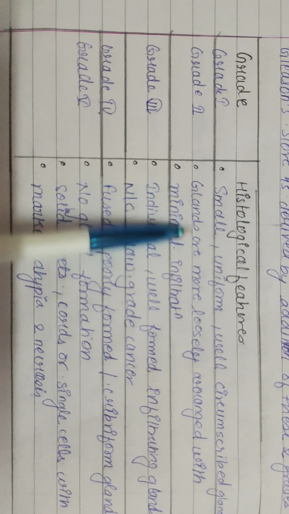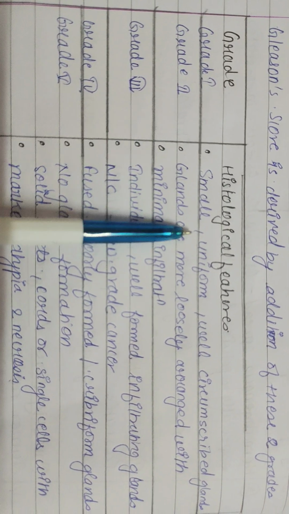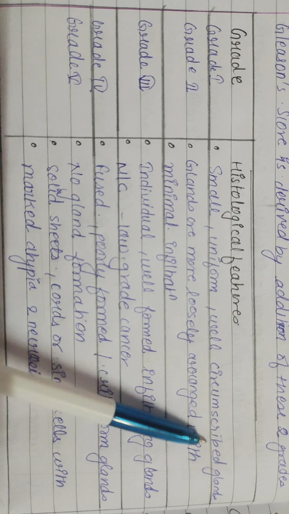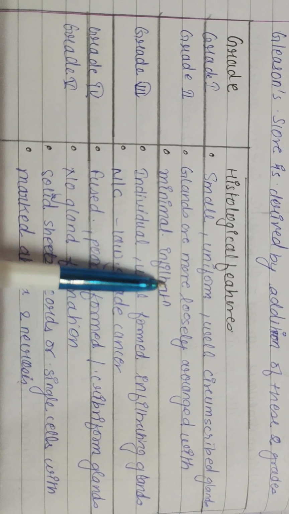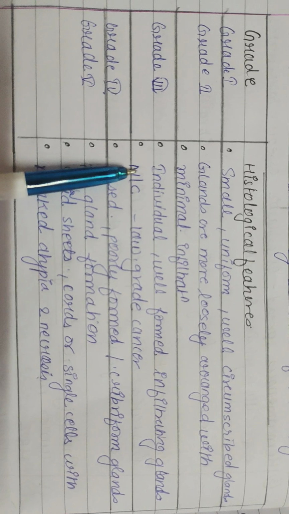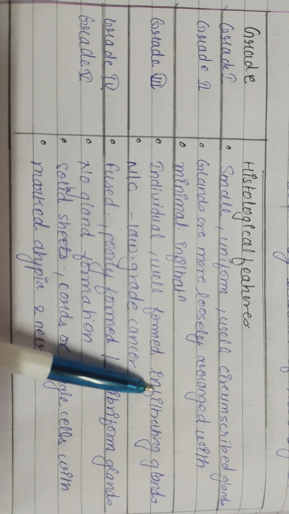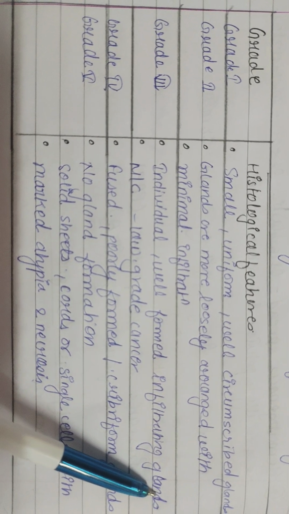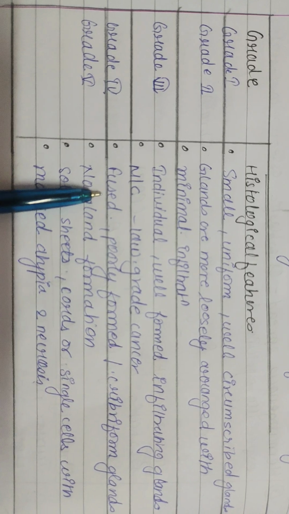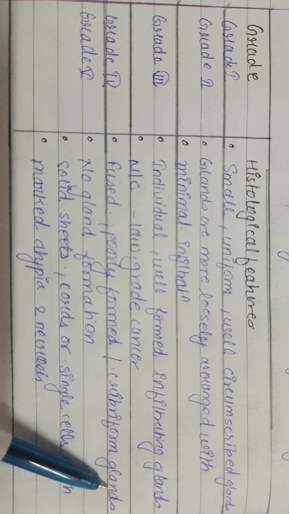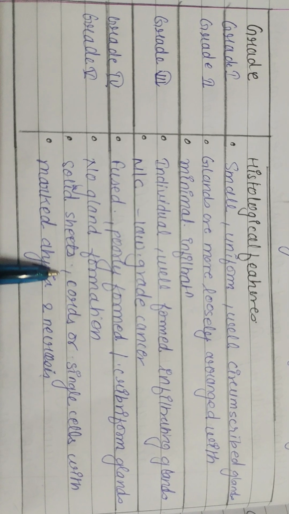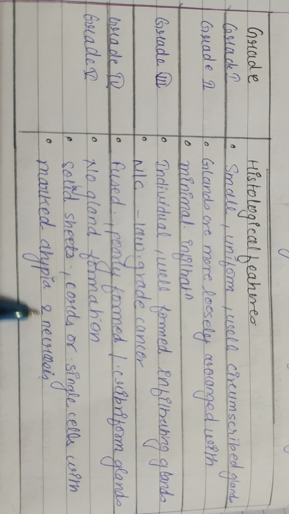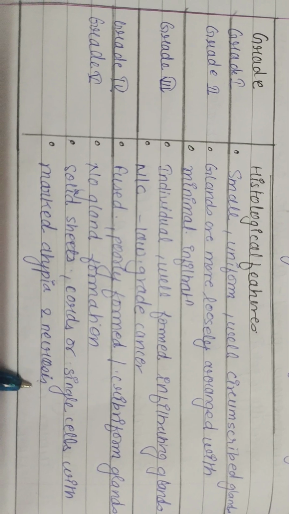Now the grades and the histological features. Grade 1: small, uniform, well circumscribed glands are seen. In grade 2, glands are more loosely arranged with minimal infiltration. In grade 3, individual or well formed infiltrating glands are present, which is a low grade cancer. In grade 4, fused or poorly formed or cribriform glands are seen, and in grade 5, no gland formation is seen. Solid sheets, cords or single cells with marked atypia and necrosis are present.